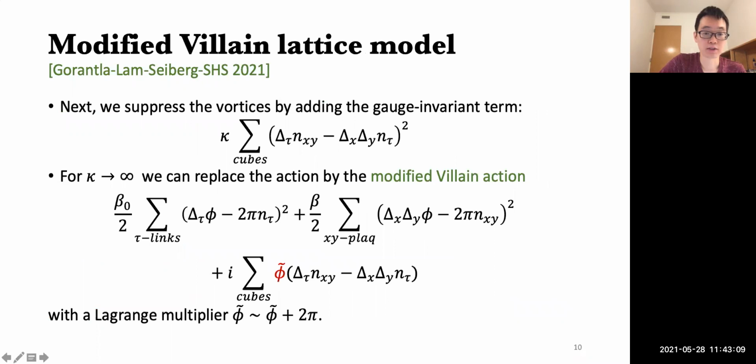Next, we would like to suppress the vortices by adding the field strength square term to the action. As we take the suppression coupling to infinity, we can replace the action by the following modified Villain action. It differs from the original Villain action by the second term, where we have introduced a Lagrange multiplier to enforce the flatness condition of the Villain integer gauge field, and that's equivalent to completely suppressing the vortices. Again, this is a lattice model of two compact scalar fields.